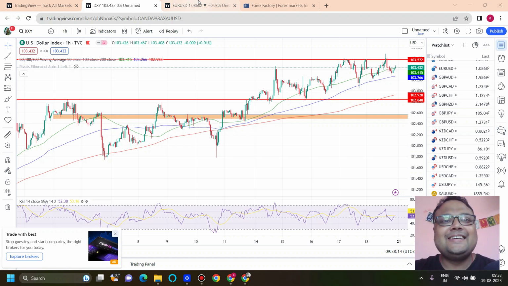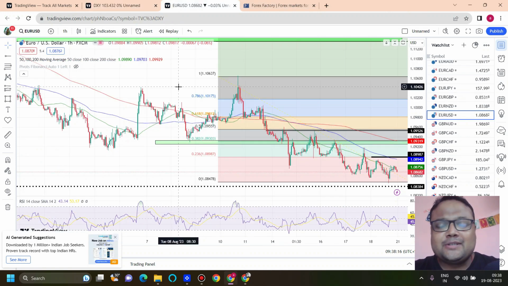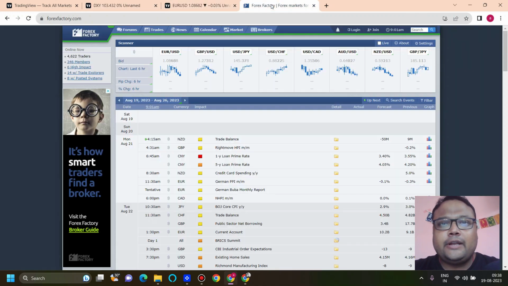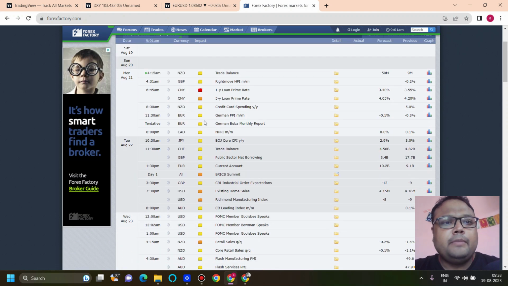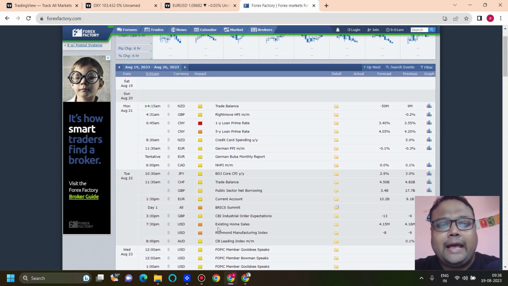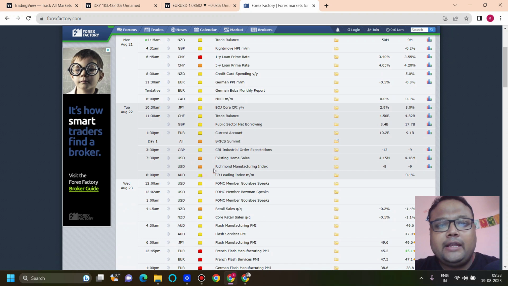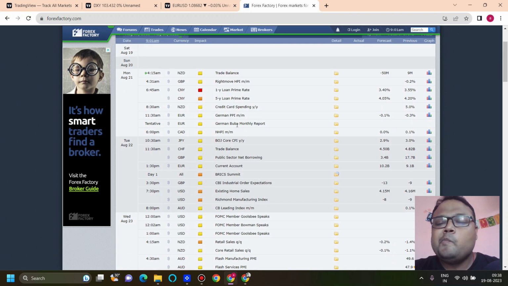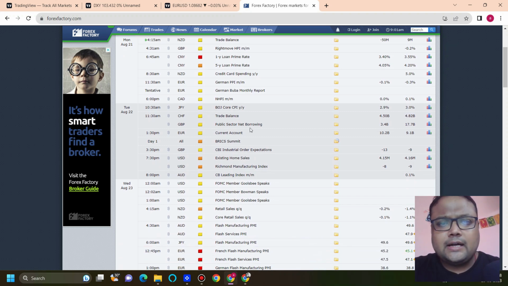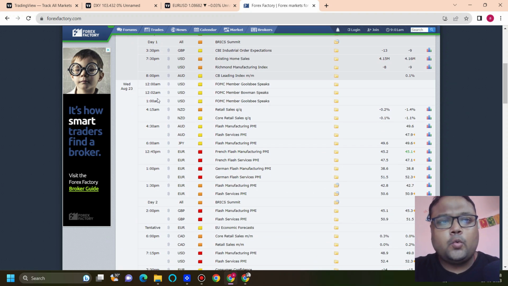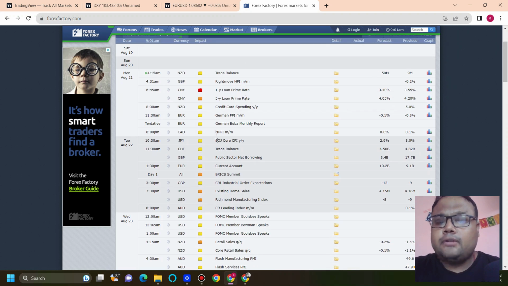Okay, so now let's look at the chart of Euro USD. But before I proceed, I would like to take you to forexfactory.com, because you can see that on Monday and Tuesday we don't have any news coming on US dollar, and the next big news is coming on Wednesday. So for the first 2 days, you can expect that due to absence of any news, the technicals will dominate the market.